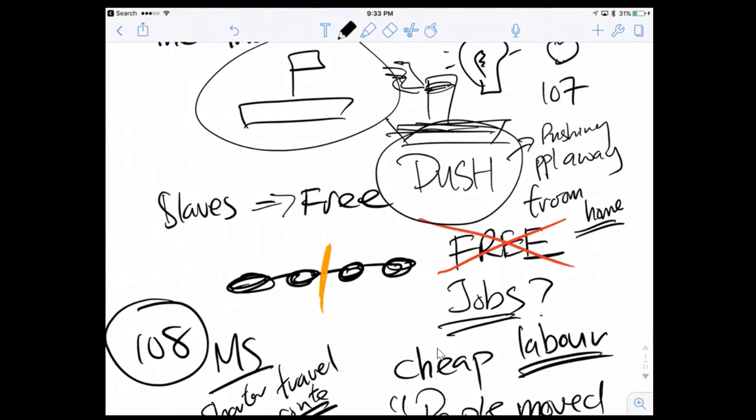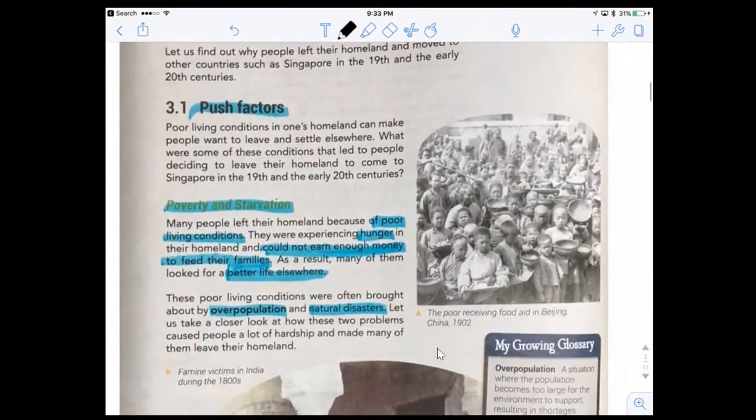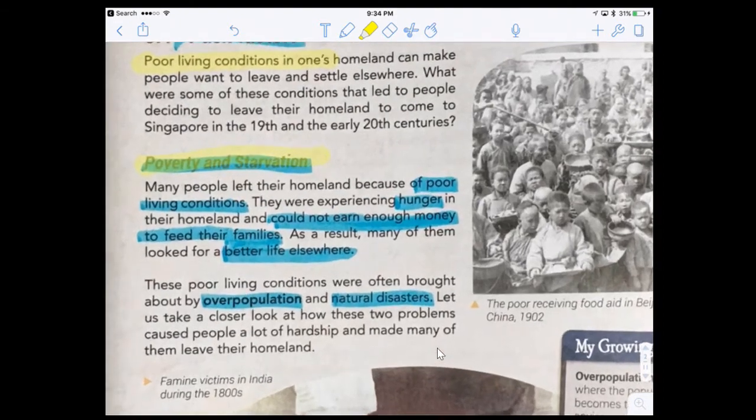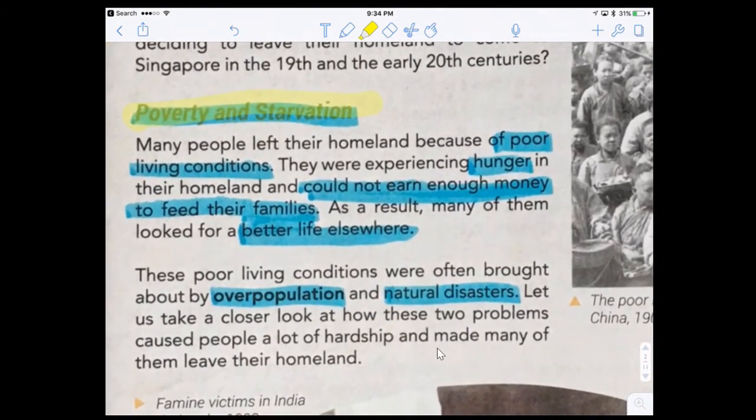So if you look at the first page of your textbook in the push factors, can you highlight with me: poor living conditions in one's homeland are one of the reasons why people left. So the first reason we're looking at is this: poverty and starvation. I hope you can see poverty and starvation. So refer to your textbook and follow along.